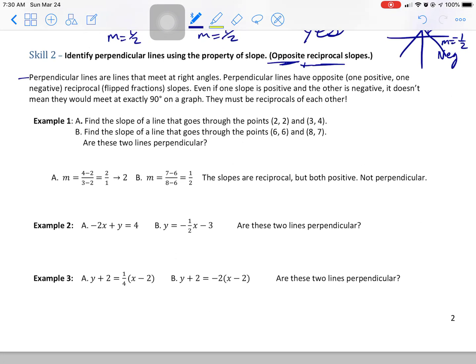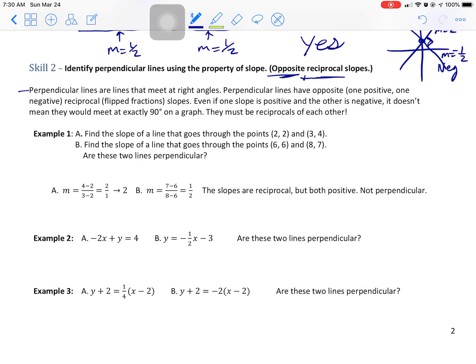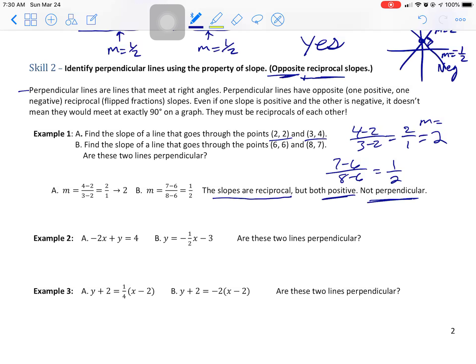We have this point here and this point here. So 4 minus 2 over 3 minus 2 equals 2 over 1 equals 2. And this is 7 minus 6 over 8 minus 6 equals 1 over 2. The slopes are reciprocals of each other, but they're both positive, so they're not perpendicular. They're not going to cross each other if they're both positive. They're going to run into each other in a funny way.